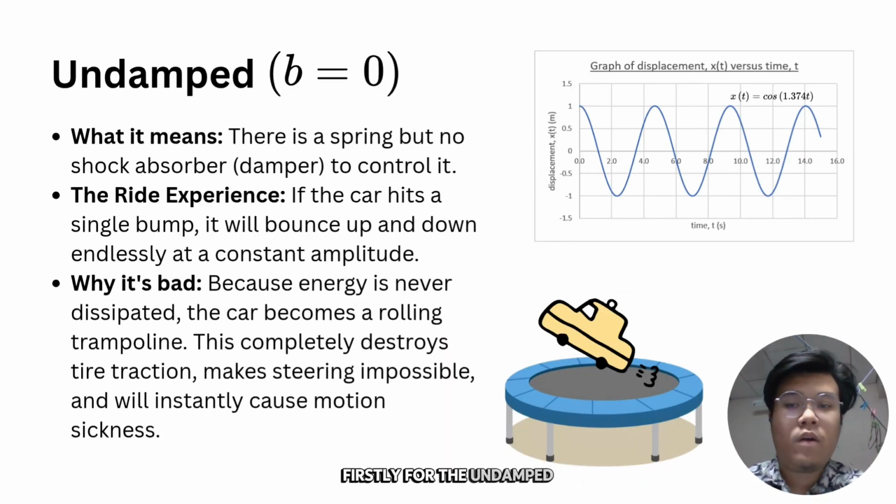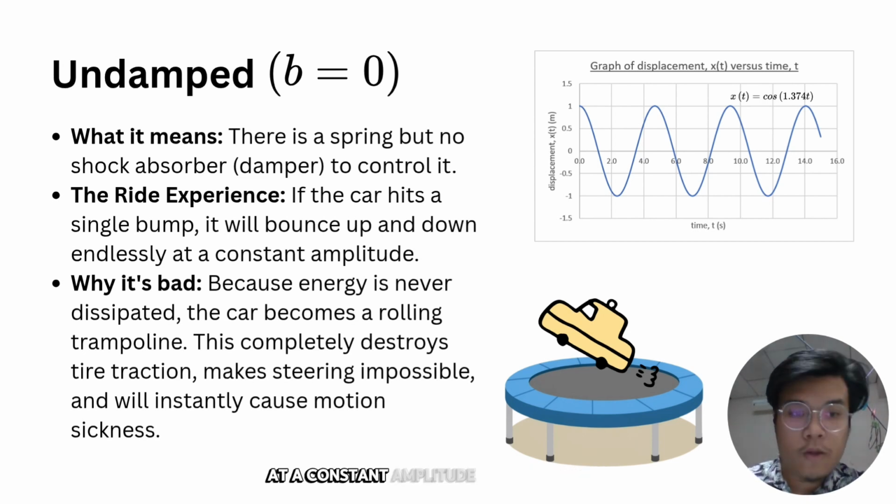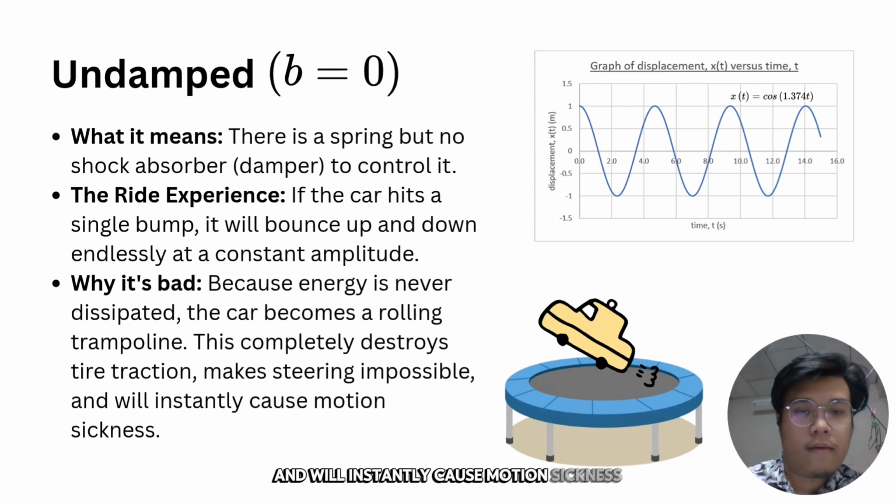Firstly, for the undamped. What this means is there is a spring but no shock absorber to control it. So for the ride experience, if the car hits a speed bump, it will bounce up and down endlessly at a constant amplitude. Why this is bad is because energy is never dissipated and the car becomes a rolling trampoline. This completely destroys tire traction, makes steering impossible, and will instantly cause motion sickness.